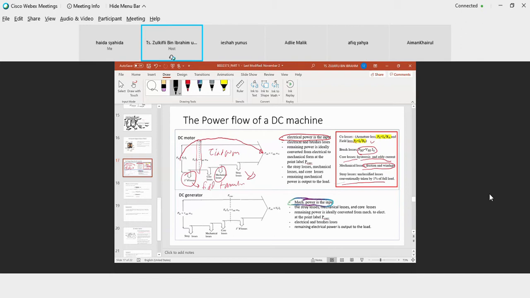Alright. So for the DC generator terbalik pula, you see, this is a part of the difference from the motor. So for the generator, kita perlukan the P input adalah daripada applied torque dan juga mechanical rotation. So you need to have a prime mover to move the rotor.